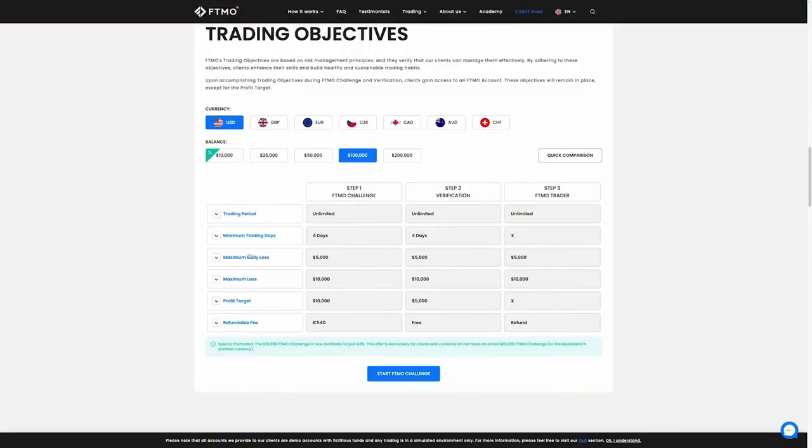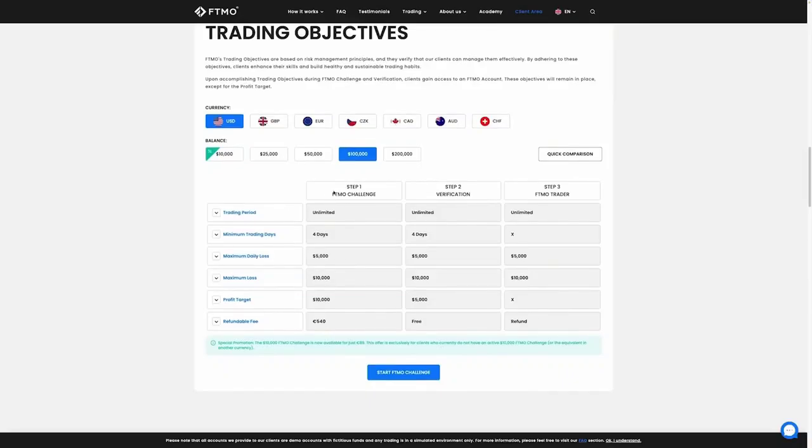Okay, so let's go through it step by step. Let's look at step 1 first. After you pay them the 540 euros, you will be given MetaTrader 4 or MetaTrader 5 login details. You type in your password, all that stuff, and you will be required to connect your MetaTrader 4 to their broker. Once that is done, that is when you can start attempting the challenge.